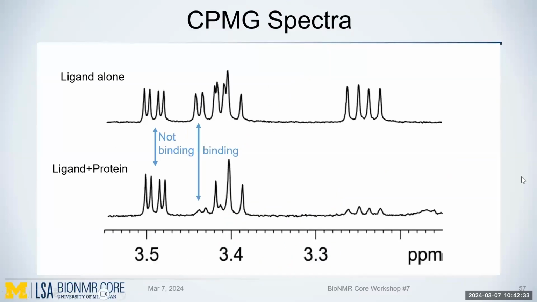And this is a real CPMG spectrum. On the top is the ligand-alone spectrum, and on the bottom, the non-ligand peaks are all positive and sharp, and the ligand peak is very broad, and the intensity decreases.